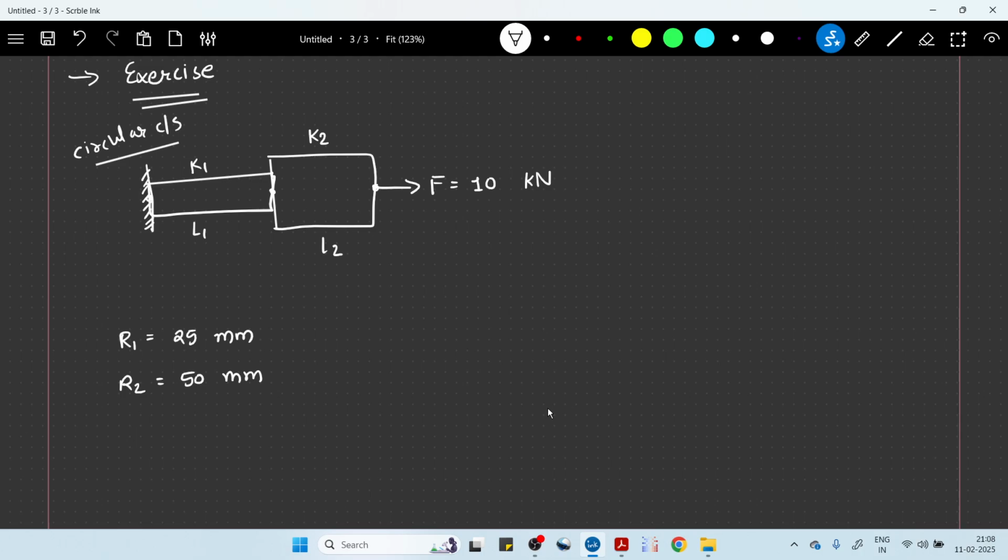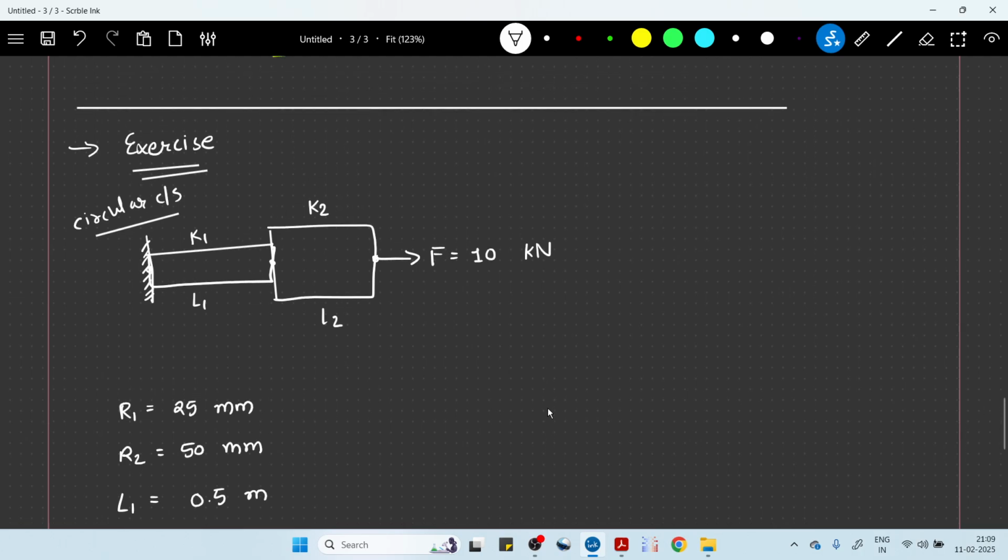Then L1 is 0.5 meter and L2 is 0.25 meter. So you have to convert the units. You always have to maintain unit consistency. Generally what I have seen in industries, the most commonly used unit system is Newton, mm, second and tons. There could be a different unit system, but this is widely used in most industries.